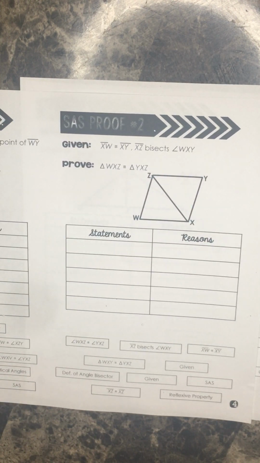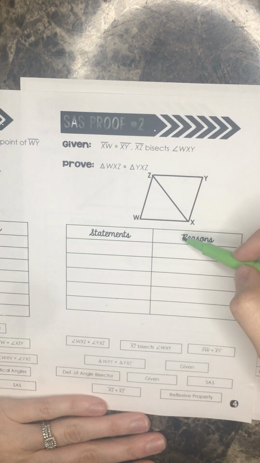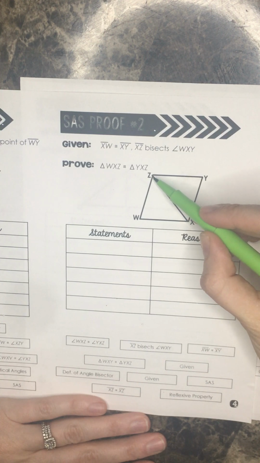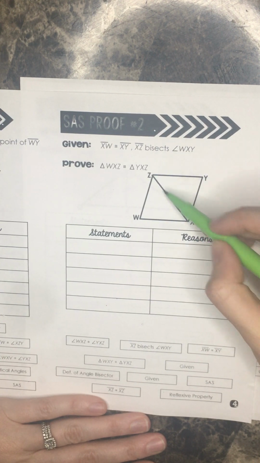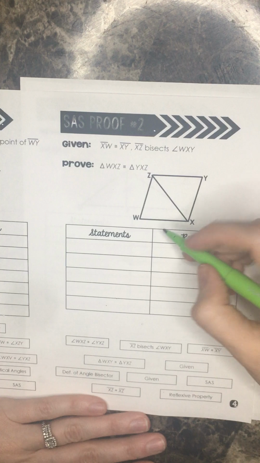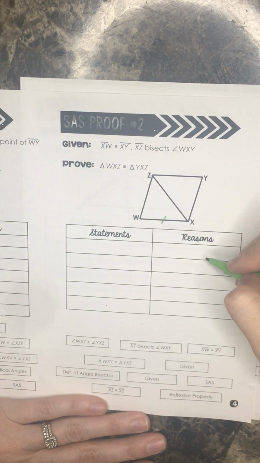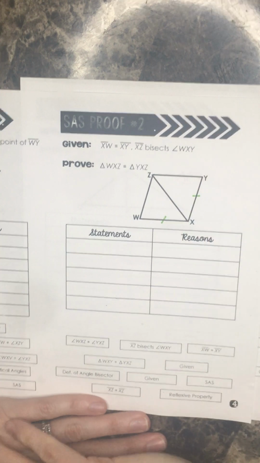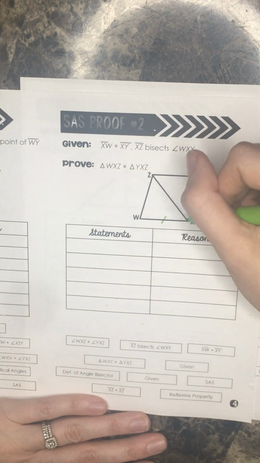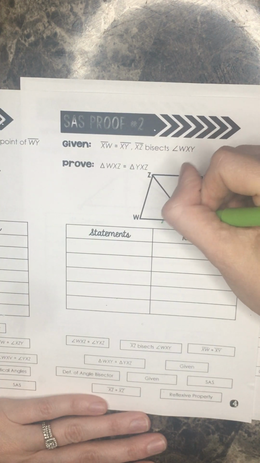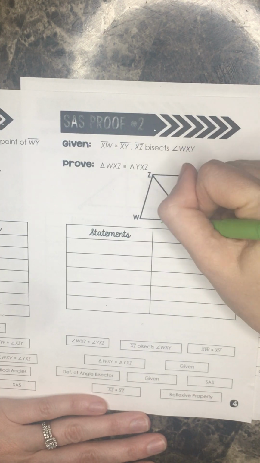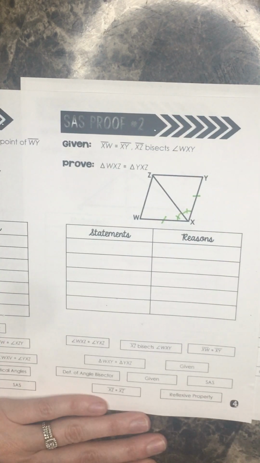Let's take a look at this one. Here's our diagram. We're trying to prove that WXZ, this triangle on the bottom left, is congruent to YXZ, this triangle. We're given XW congruent to XY. We're also given that XZ bisects WXY. This line bisects the big angle, which makes this angle congruent to this angle. Remember, in a bisector, we look at the big angle and it cuts it in half.